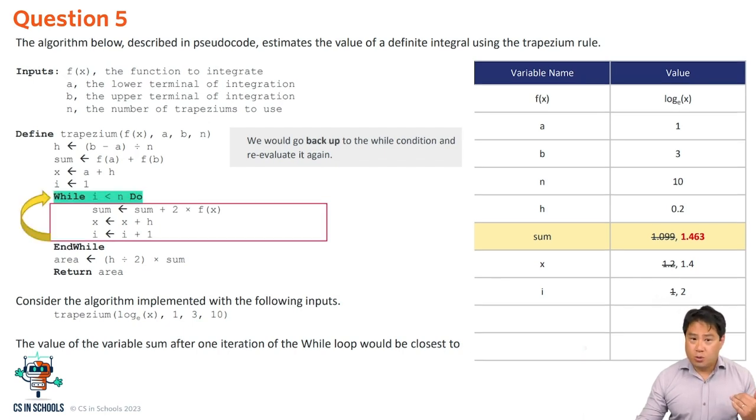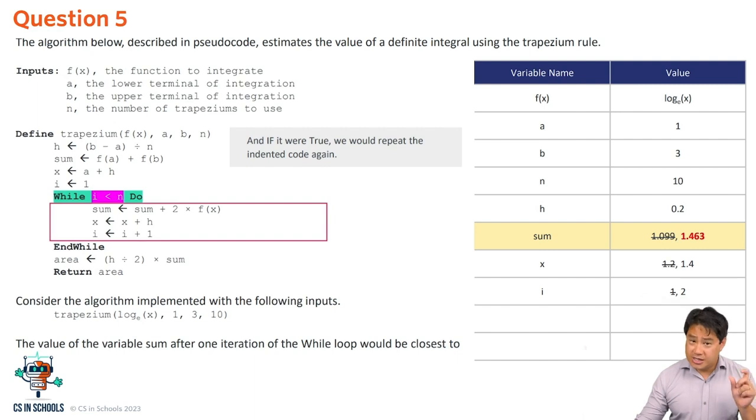And in this case, with a while loop, when we've finished the indented line of code, we would always go back up to the while condition and we would re-evaluate that Boolean expression. And in this case, if we were to do that, we would see that I has now changed from 1 to 2. 2 is still less than 10 if we plugged in those values, and so that condition is still true.